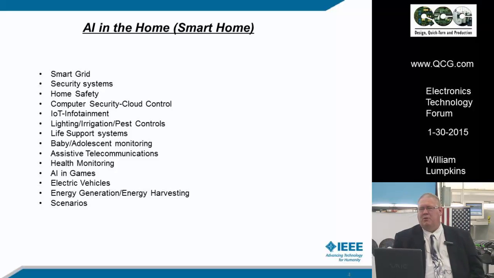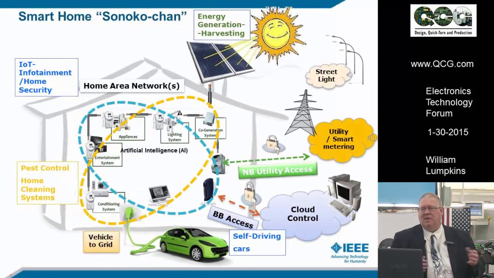Here's an example of Sonochan, a smart home. Sonochan is the name of this artificial intelligence, and to humanize it, she looks at a lot of different things. She looks at energy harvesting, maybe through solar panels. She helps control the Internet of Things, infotainment, home security. She helps with my smart car as I plug it in to the power grid, and she helps with pest control and the home cleaning systems. She helps coordinate all these different things in the home.